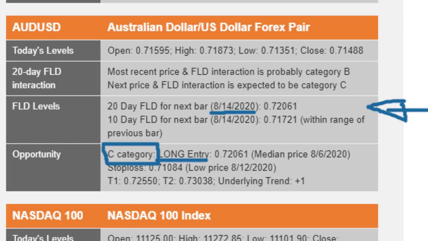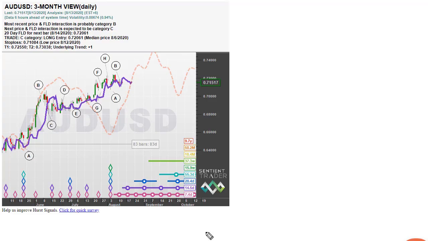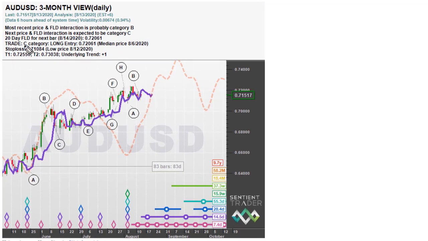In order to understand that opportunity, we need to, of course, take a look at the charts. So let's take a look at the chart of the Australian to US dollar. Here it is, and we're going to start with the 3-month chart. Here at the top again you can see the C category long entry, and if we have a look at the analysis on the chart, you can see that there was a 20-week cycle trough which has been identified on the 3rd of August.